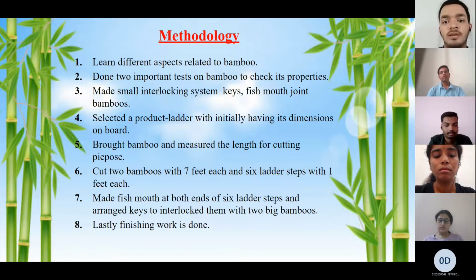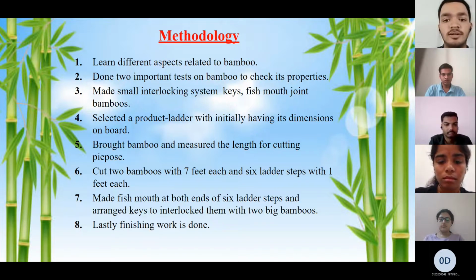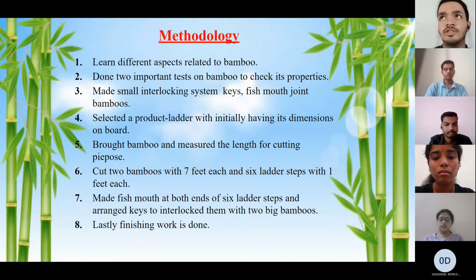Next we selected our product, that is, we made a ladder with its initial dimensions on a board. Next we took bamboo of some length and cut it into a particular length. After that we cut two bamboos of 7 feet each, and step ladder pieces of 1 foot each. After that, we made the fish mouth on both sides of the 6 feet ladder and arranged the keys to interlock them. And lastly, some finishing work is done.